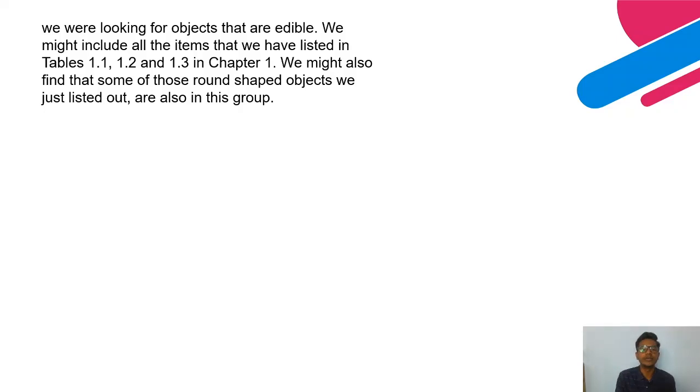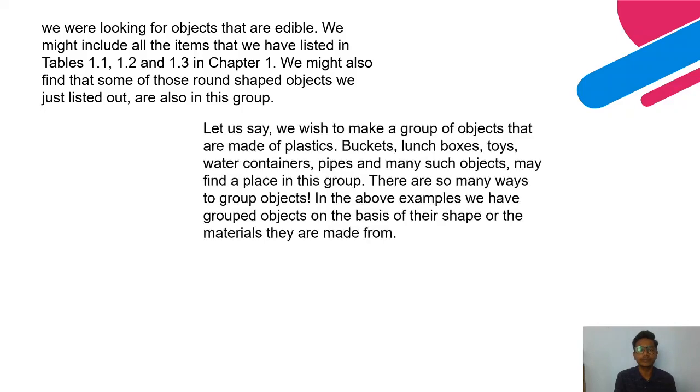You can see in your textbook in chapter number 1, these three tables contain all the food items. We have done many activities related to that chapter in which we have filled these three tables. So there you can see the food items' names, which can be included in this chapter also. We might also find that some of those round shaped objects we just listed out are also there in the group.